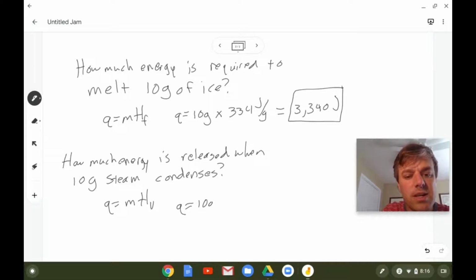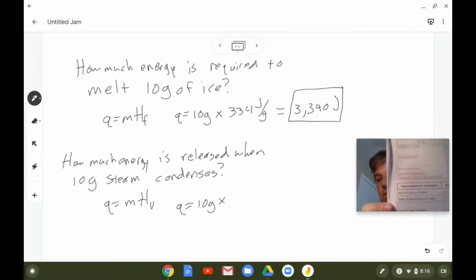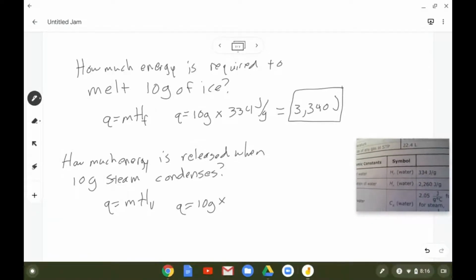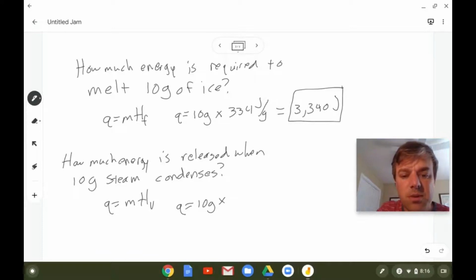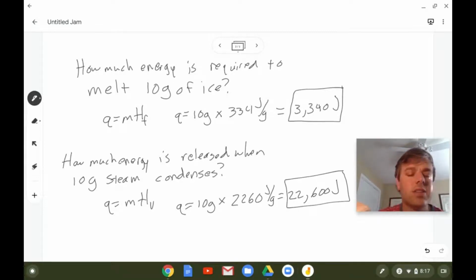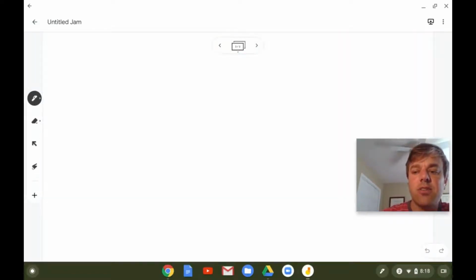So 10 grams times, now I look on the front of our reference tables, the heat of vaporization for water is 2,260 joules per gram. So you multiply that together and you get 22,600 joules.